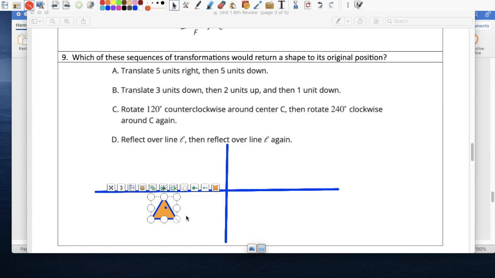Let's do the first one. It says translate 5 units to the right. 1, 2, 3, 4, 5. And then move it 5 down. 1, 2, 3, 4, 5. Did it go back to where it was? No. So this one is a big no.